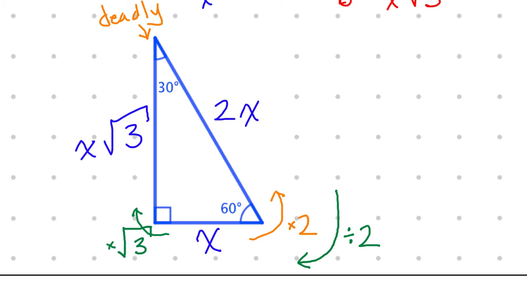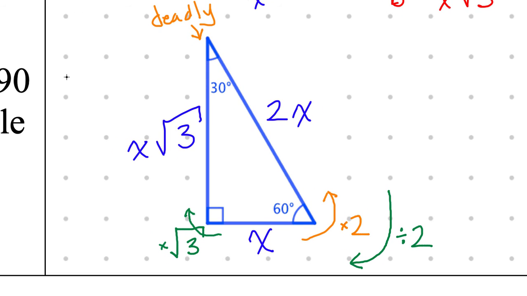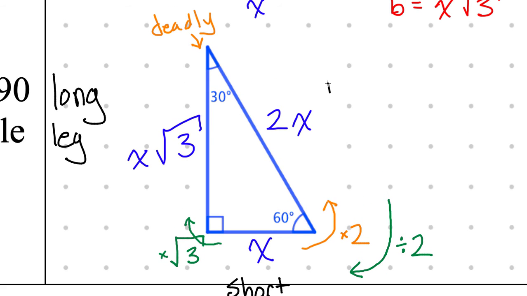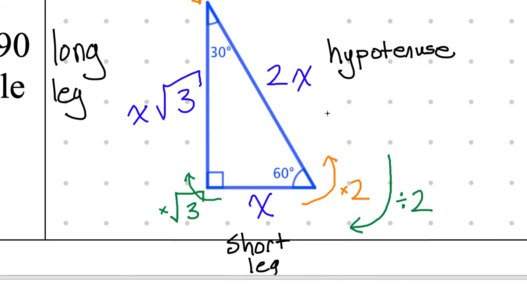Good job, good work. And then finally going the opposite direction, if I need to go from the long leg, can we all label this also? This is the short leg, and this is the long leg, and this is the hypotenuse. To get from the long leg to the short leg, to go in the yellow path, I do what operation, Andres? You divide by the square root of 3. There it is.